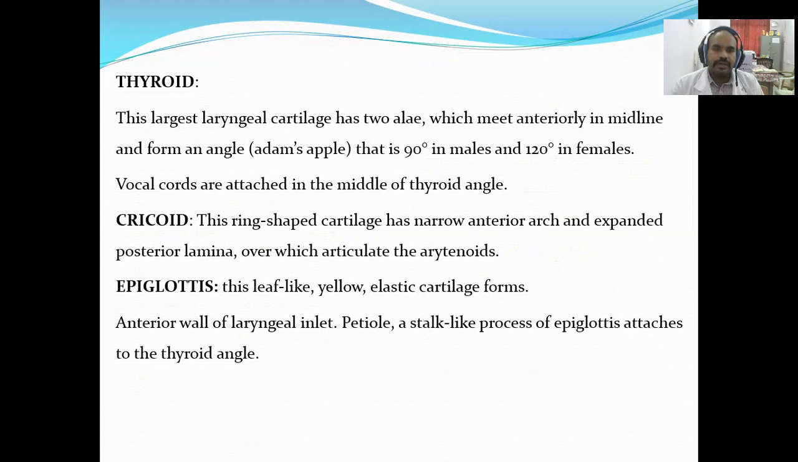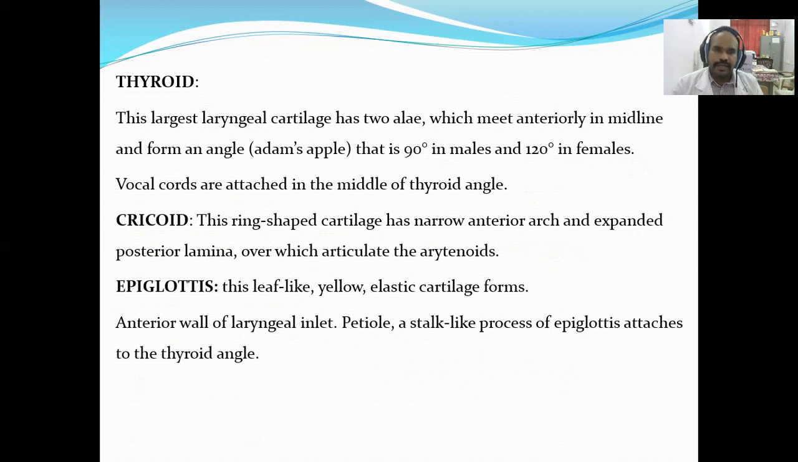The posterior part of this ala gives attachment to the vocal folds. That's why the voice or the resonance of the voice is different in males as well as in females, because of the angulation, which is 90 degrees in males and 120 degrees in females. They have slightly different sites of attachment, making the peculiarity of the voice.